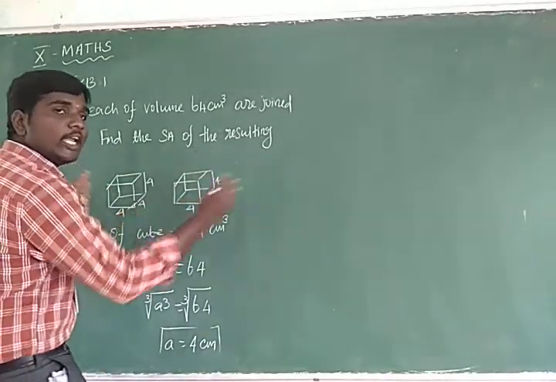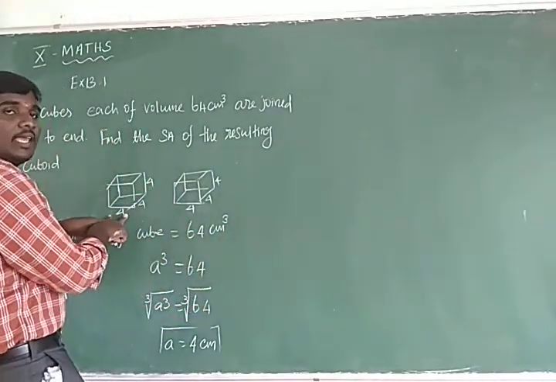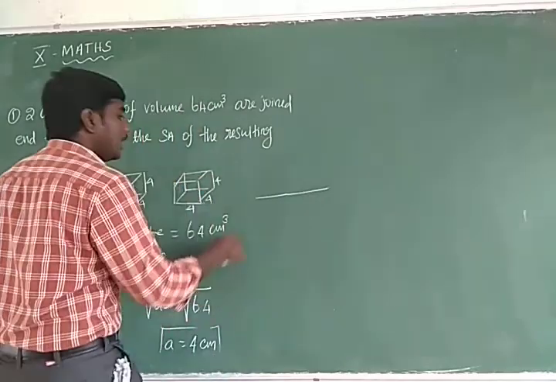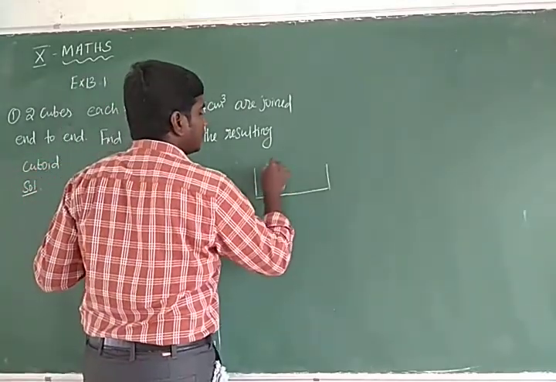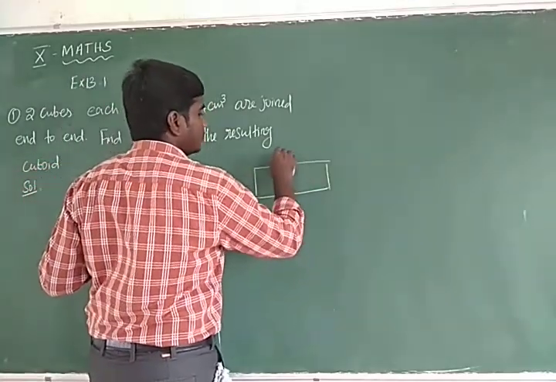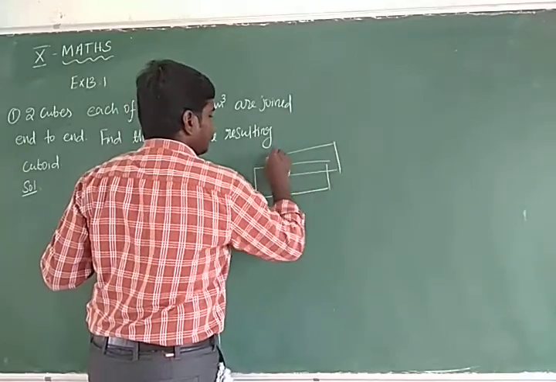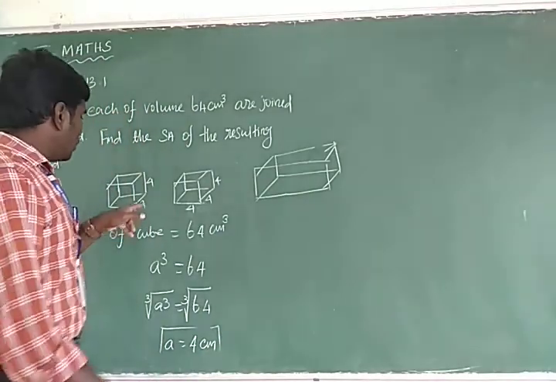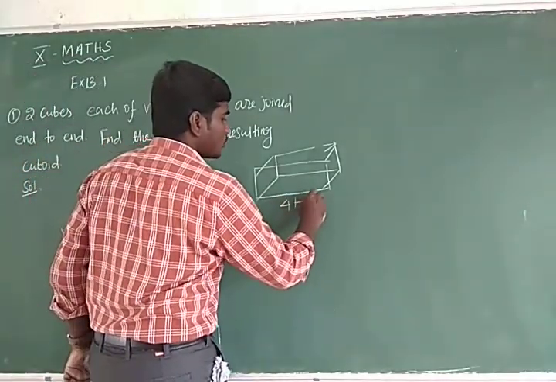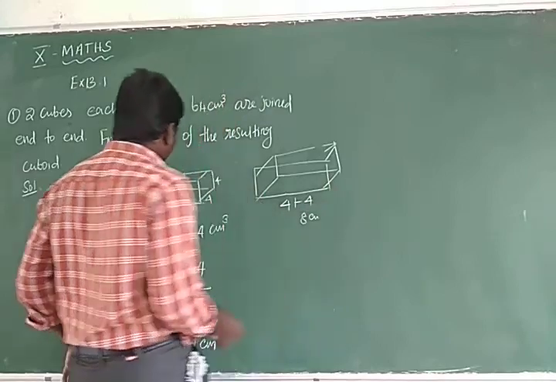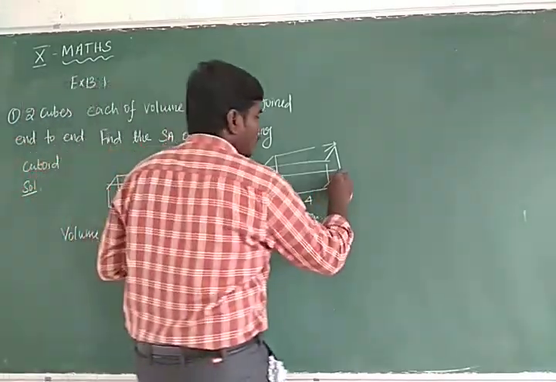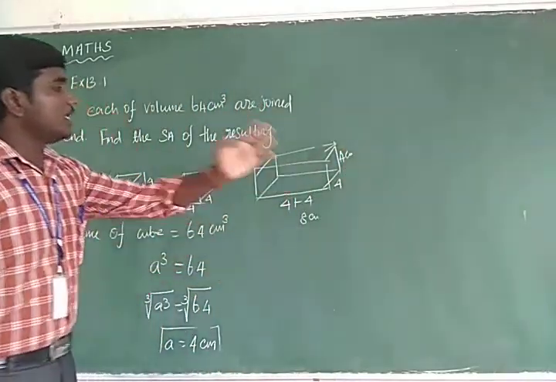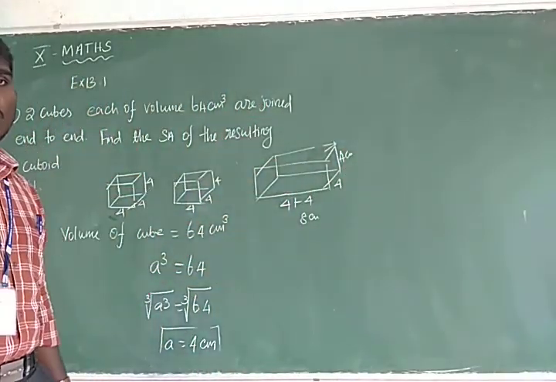Okay. If you join end to end, we already have 4 centimeters, then another 4, that is 8. But the breadth and height we cannot change. It is a cuboid. So 4 plus 4, 8 centimeter. Then the breadth is the same, 4 centimeter. The height also 4 centimeter. So it is a new cuboid.